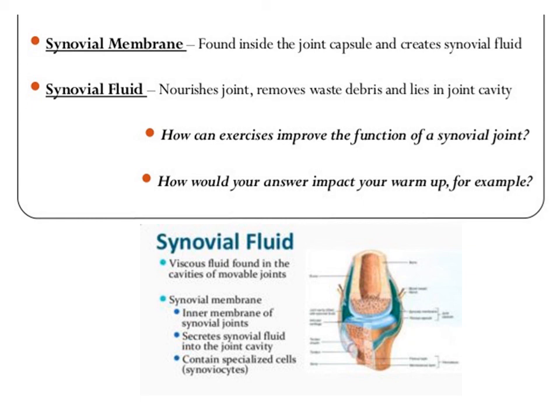So, furthermore, just another brief piece of information on it. Synovial membrane is found inside the joint capsule and creates synovial fluid. While the synovial fluid nourishes the joint, removes debris, and lines the joint cavity. Okay? So synovial fluid is a viscous fluid found in the cavities of movable joints. While the synovial membrane is an inner membrane of synovial joints, which secretes the synovial fluid into the joint cavity and contains specialized cells known as synoviocytes.